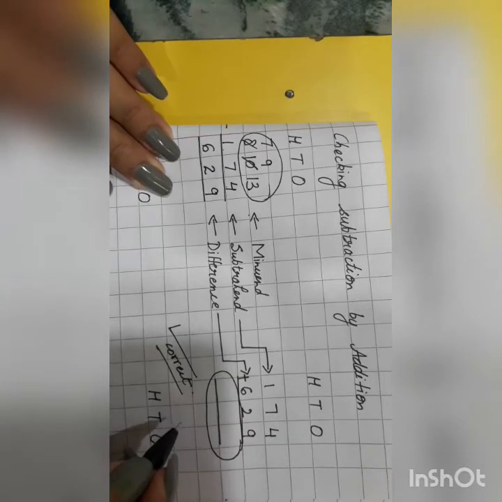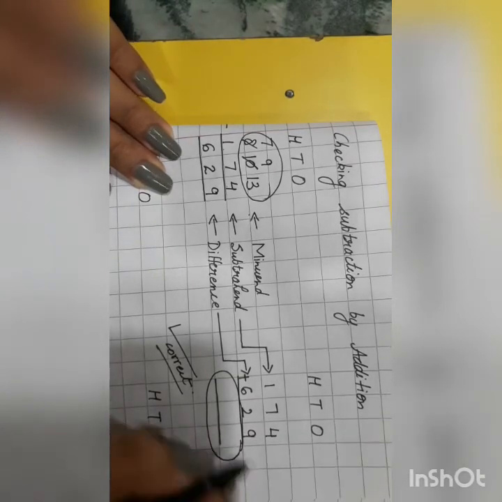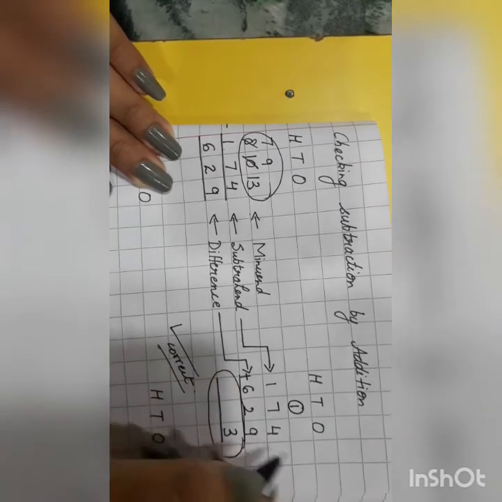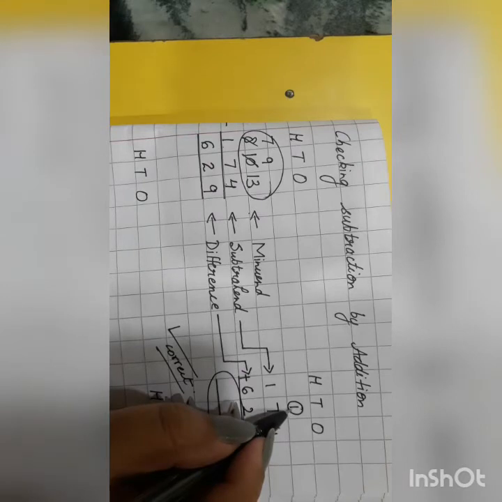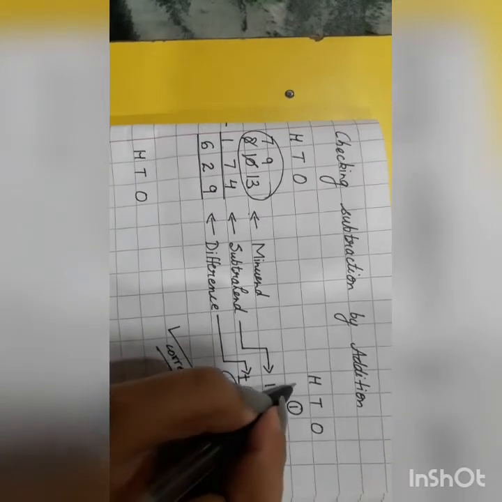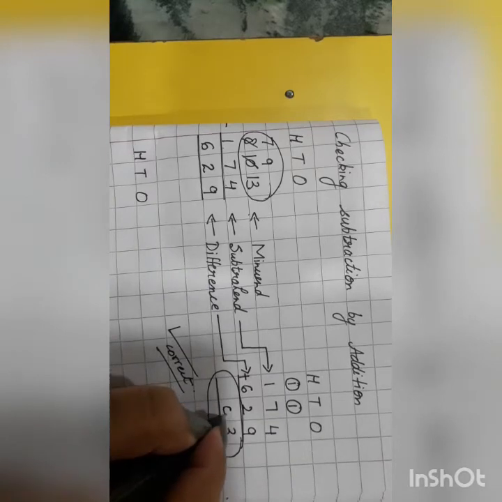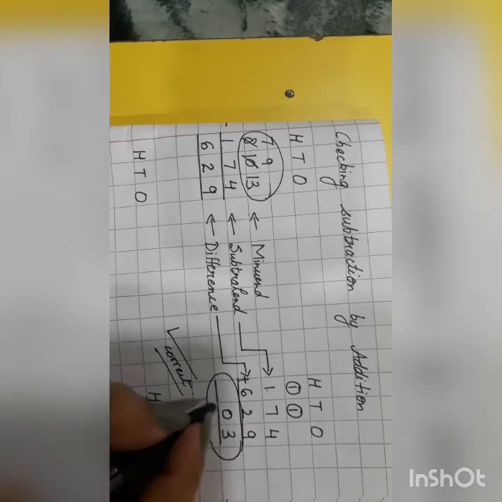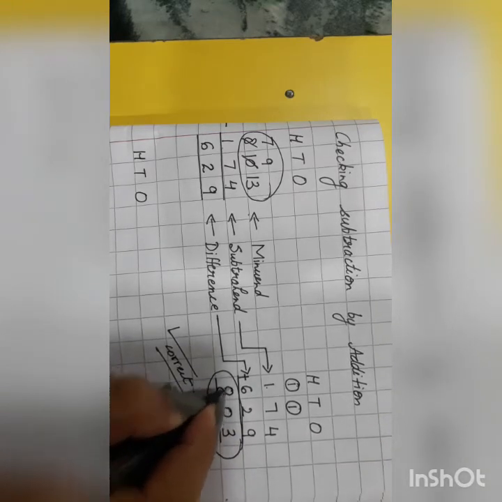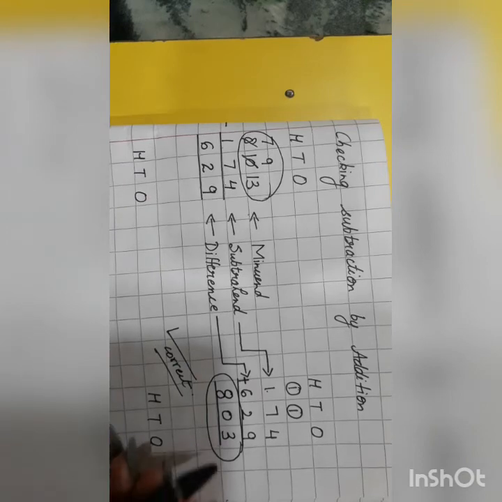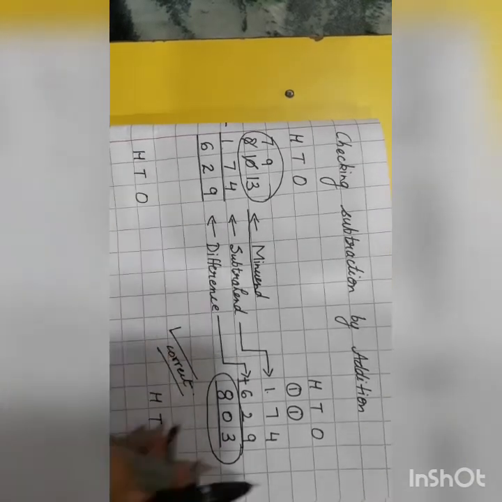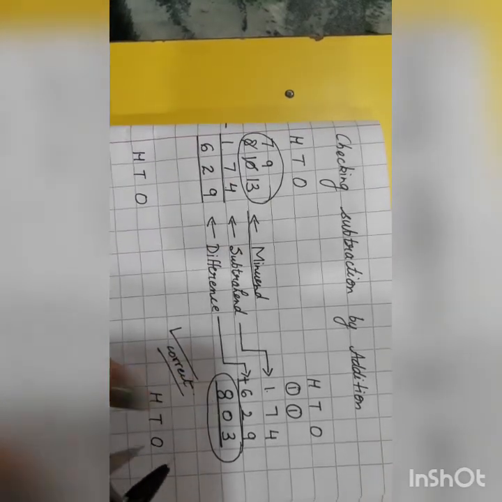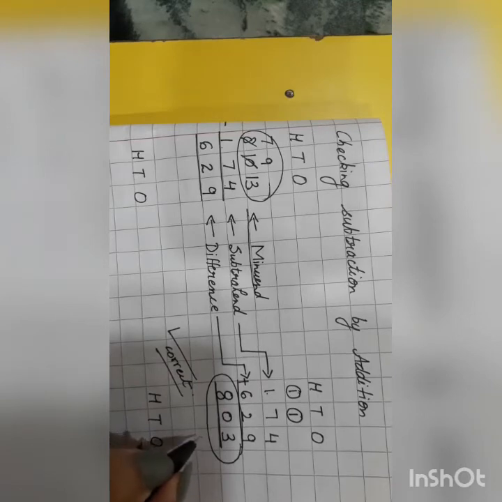Now let me see whether we have done it right or wrong. 9 plus 4, 13. 1 carry over. 7 plus 1, 8. 8 plus 2, 10. 1 carry over, 0 write it down. Now 1 plus 1, 2. 2 plus 6, 8. So our answer is 803. So you can see the minuend and this answer are the same. 803, 803. So our answer is correct.